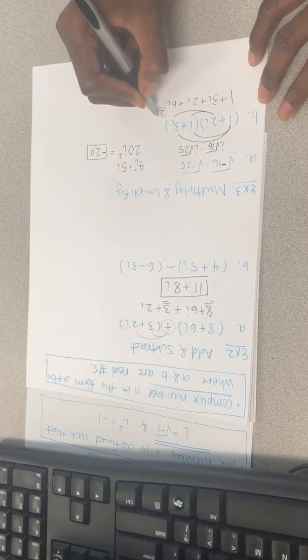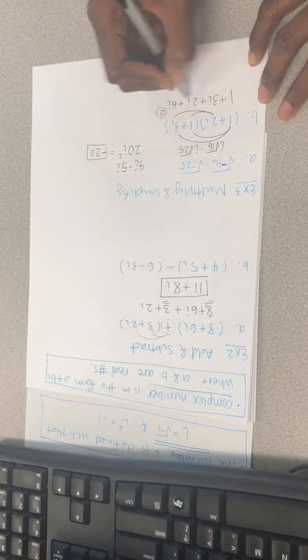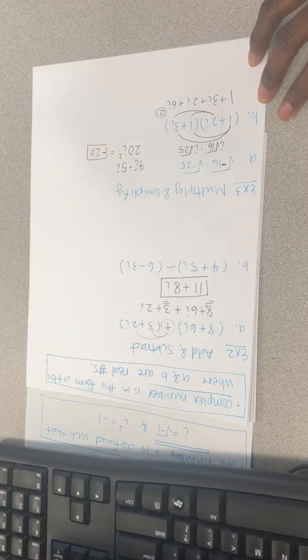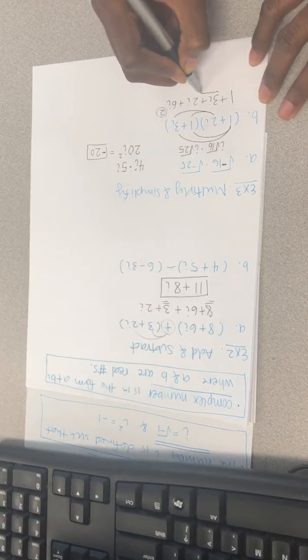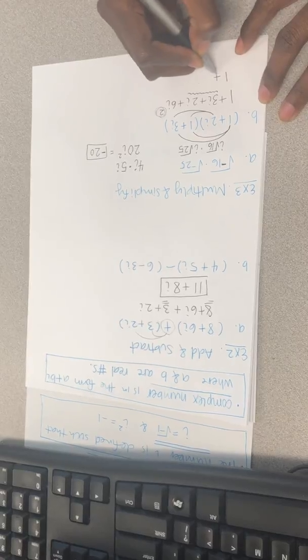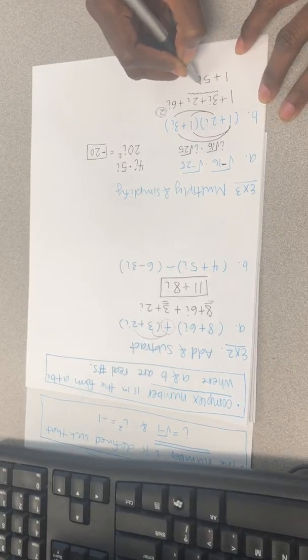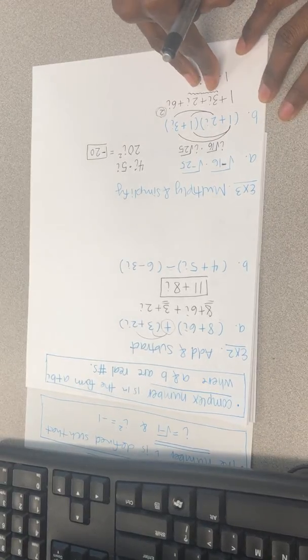So that's something to be really careful about when you're foiling. You're always going to get that squared at the end when you multiply your i's together, okay? So here we can combine our like terms. So we'll have 1 plus 5i, okay? It's not going to be squared. You're just combining like terms.